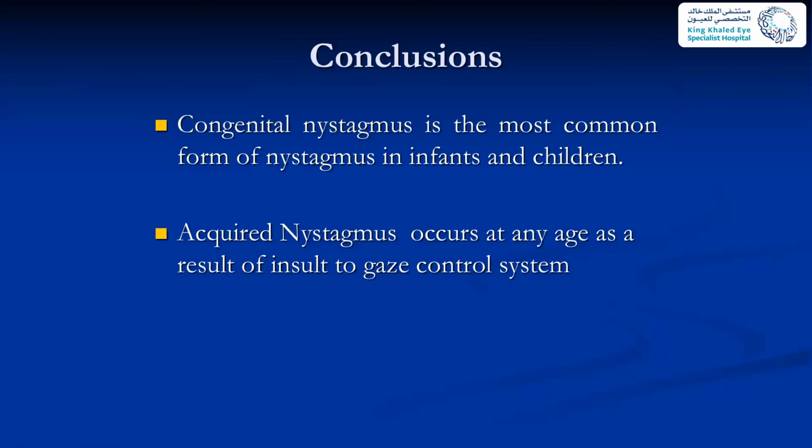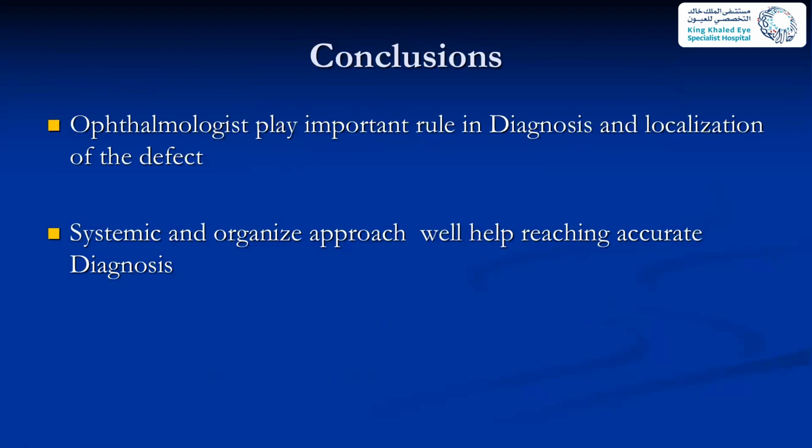Now, in conclusion, congenital nystagmus is the most common form of nystagmus in infancy and childhood. Acquired nystagmus occurs at any age as a result of insult to the gaze control system. Ophthalmologists play an important role in the diagnosis and localization of the defect. A systematic and organized approach will help in reaching an accurate diagnosis.